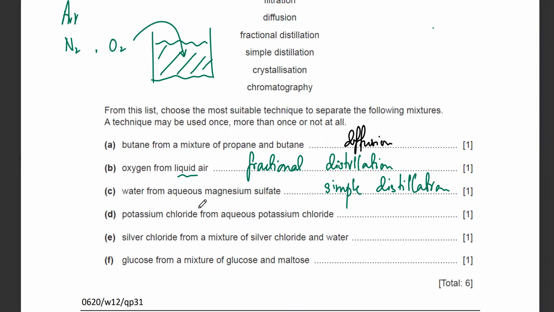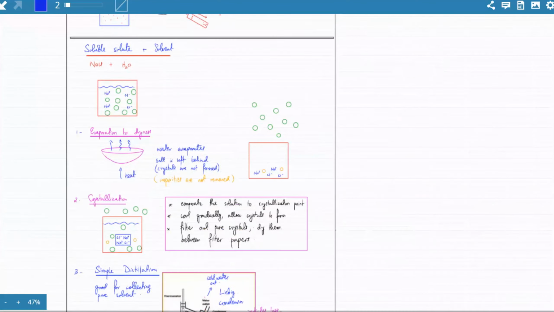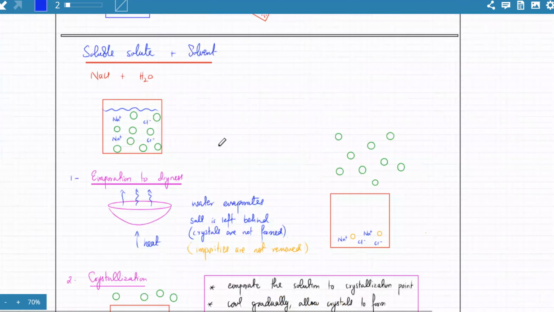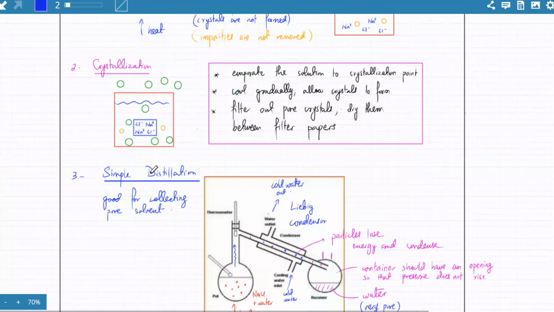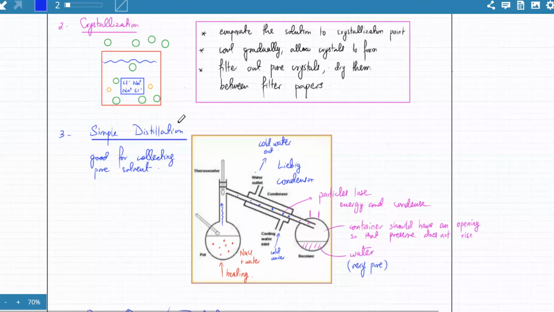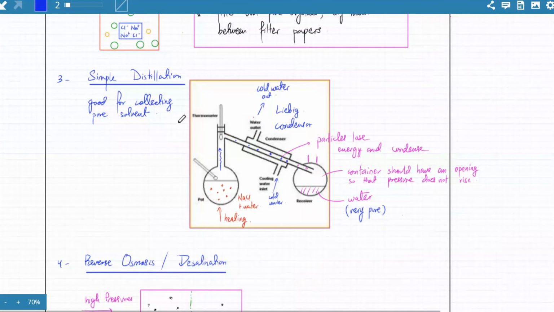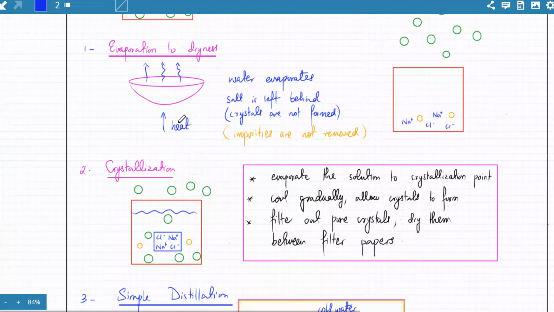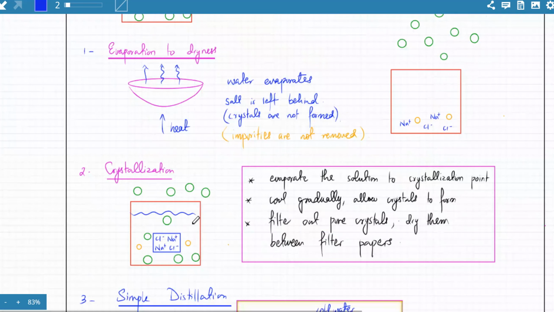Then you have potassium chloride from aqueous potassium chloride. This is again like table salt, but again it's soluble. But now he's asking for the salt. If I just revise this part, if you have a soluble solute plus solvent, like we did with NaCl and water, if you want the salt, you can either evaporate to dryness or you can do crystallization. On the other hand, if you want the solvent, you can do distillation. There were three methods, and one was reverse osmosis or desalination. So now he's asking for the crystals, the salt, so either evaporate the water or you do crystallization.